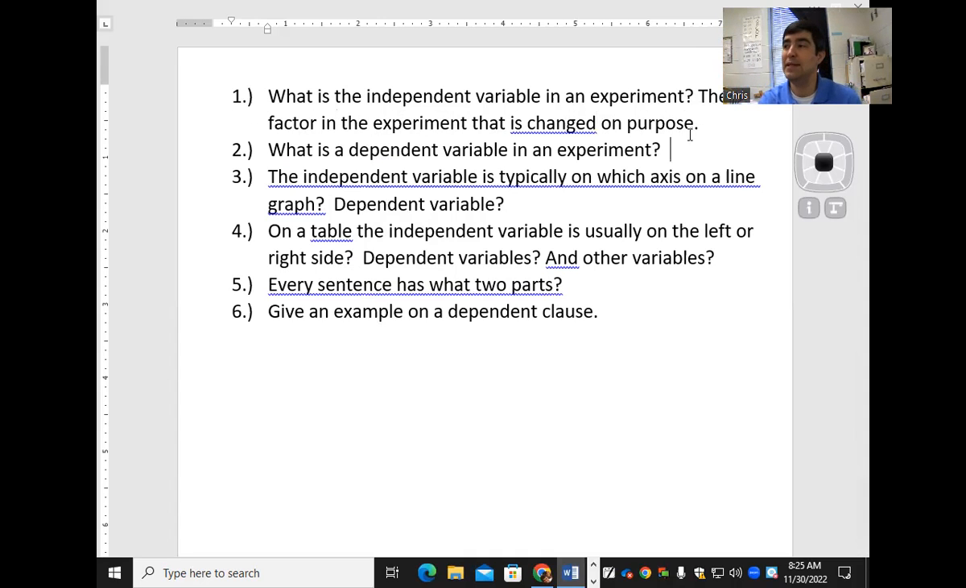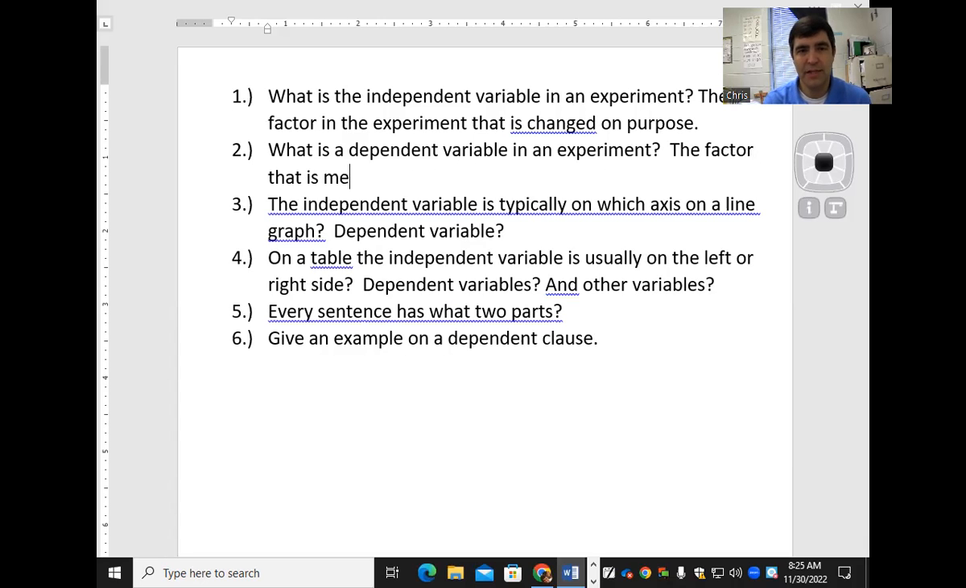What is the dependent variable? Michaela. Yeah, it's the factor that is measured to get your answer in the experiment. Okay, it's whatever, again, to answer your question. So whatever question you're trying to answer in the experiment, that's the dependent variable. All right.